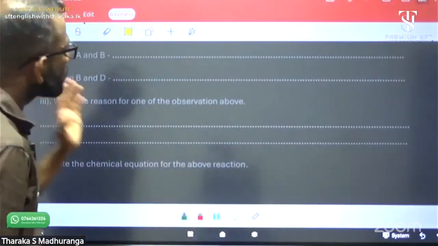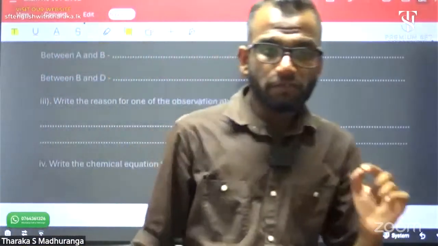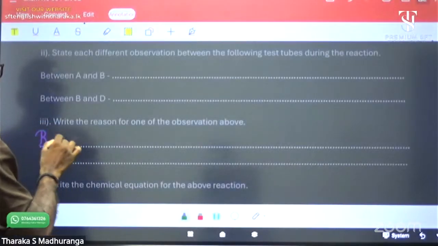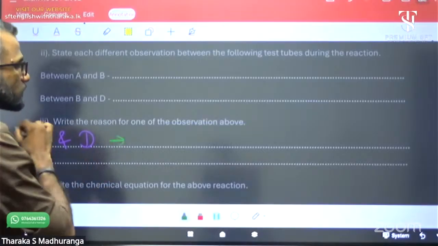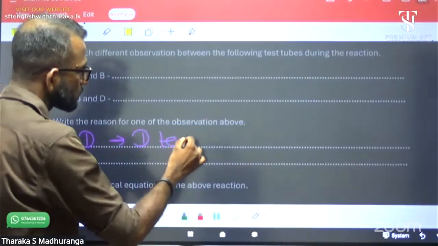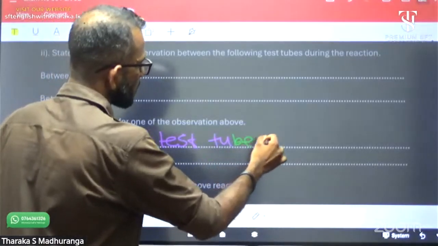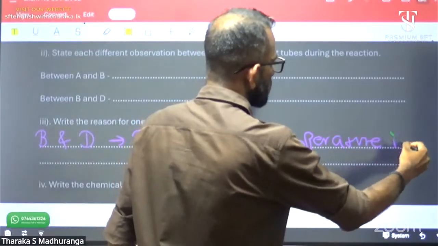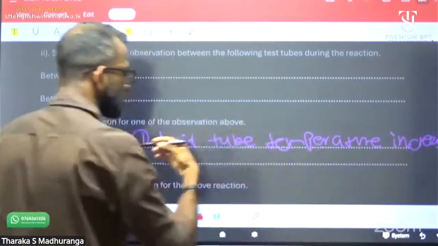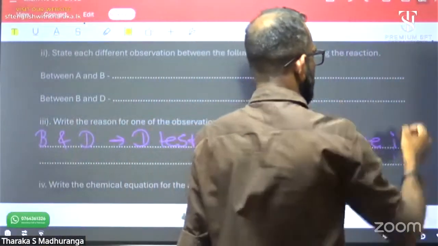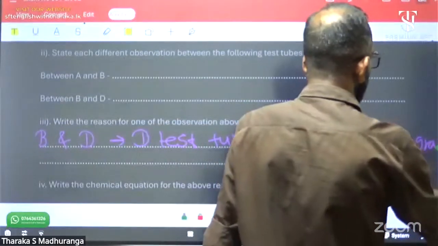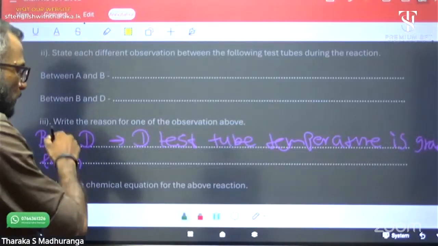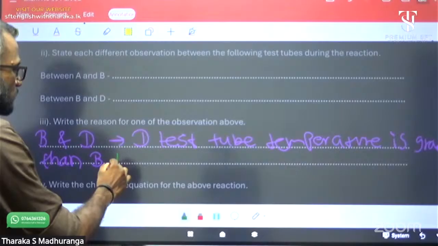Write the reason for one of the observations above. One of the observations above, then you have to mention which observation you selected. If I select B and D, the reason is that D test tube temperature is greater than B tube.